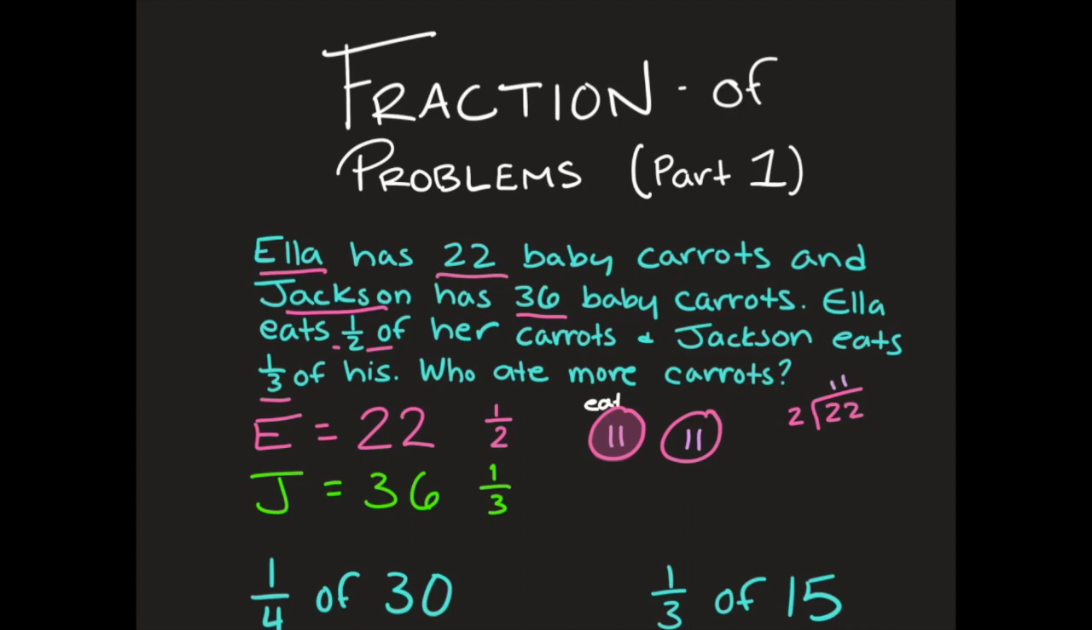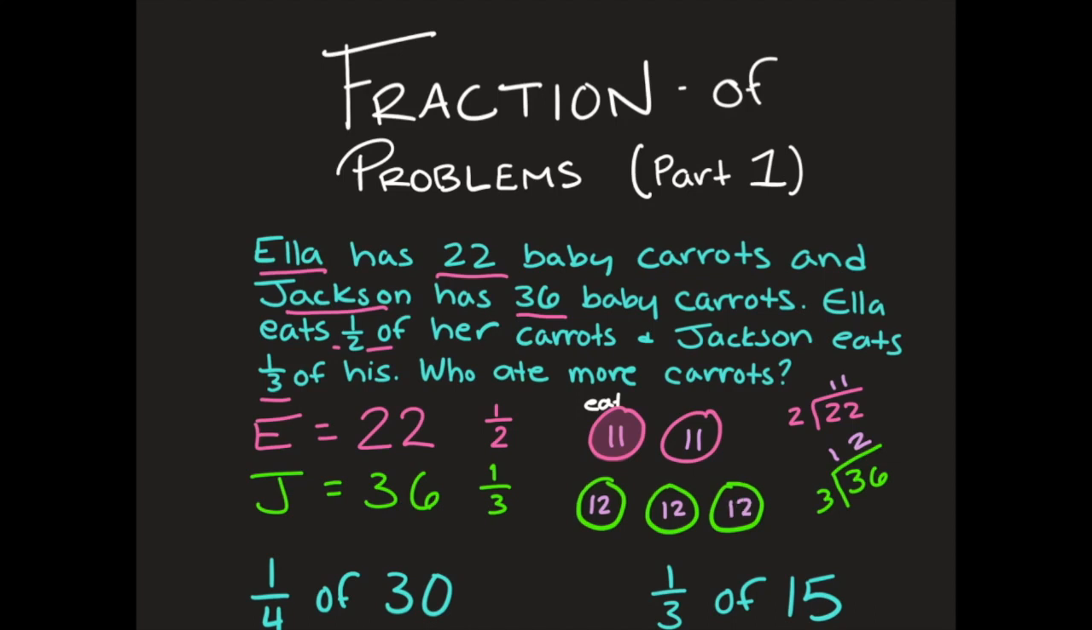Now we have Jackson. And Jackson has 36, but he's eating 1/3 of them. So I'm going to draw 3 circles because it's thirds. We need to split up all of our carrots into 3 groups because he's eating 1/3 of them. So I'm going to do another division problem over here. I'm going to take 36 and divide it by 3 because I have 3 groups. And when I do that problem, my answer equals 12. So I have 12 for 1/3, 12 for another third, and 12 for my final third.